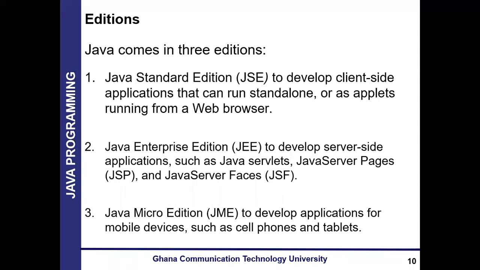There's also a micro edition for mobile devices. So if you want to do any Java application on a mobile device, you need to download the micro edition. That is not too popular because most people have difficulties writing programs on a mobile phone. So most of the time we use the standard edition, and that's what we download. The standard edition is used to develop client-side applications that can run as standalone, or as applets on the web browser.